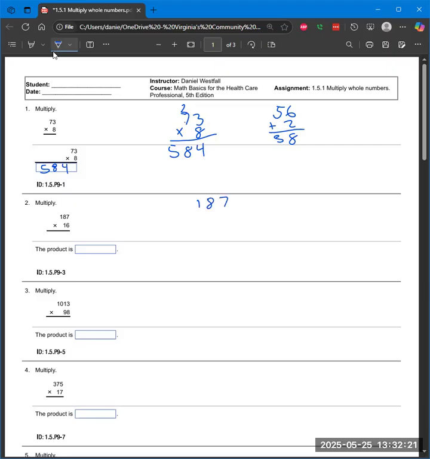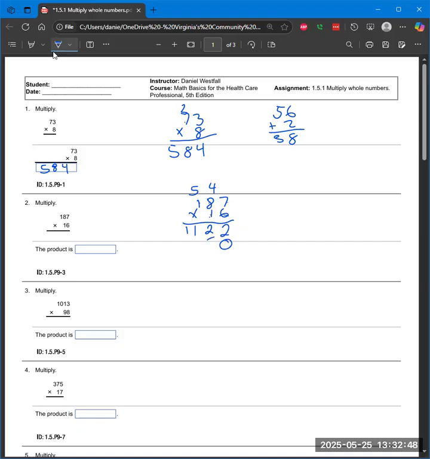187 times 16. Because this is 2 digits, I'm going to have to start with the 6. 6 times 7 is 42. 6 times 8 is 48, plus 4 is 52. 6 times 1 is 6, plus 5 is 11. I'm going to have to put a 0 in the 1 spot because I'm sliding over to the 10 spot.